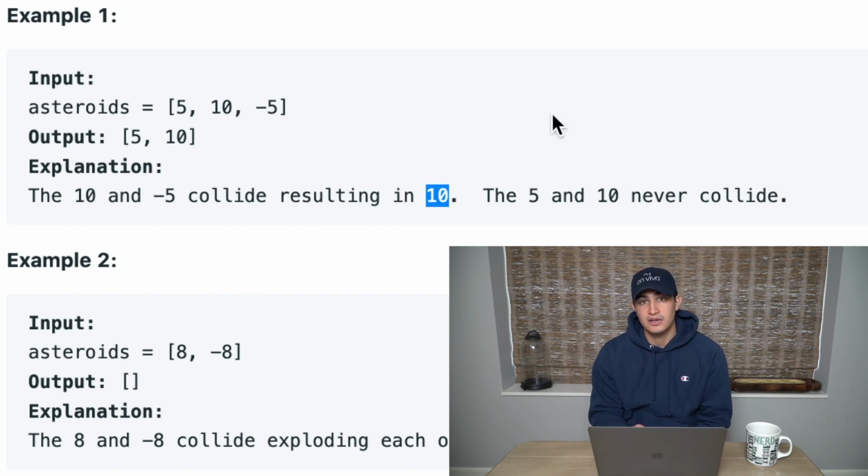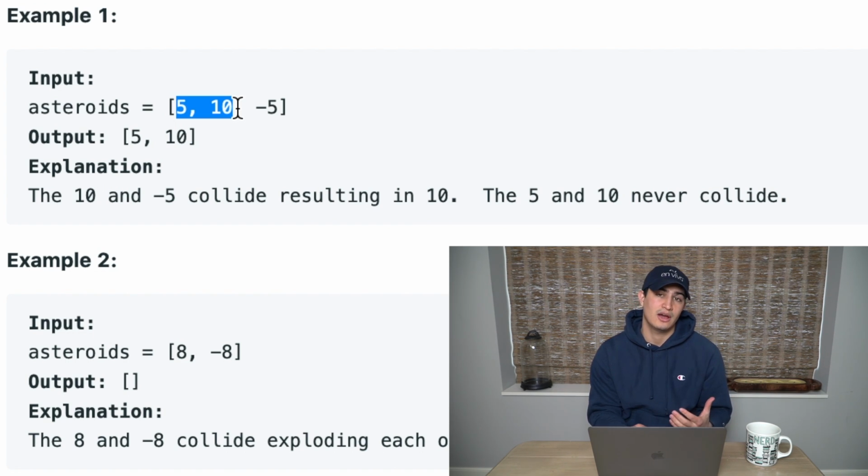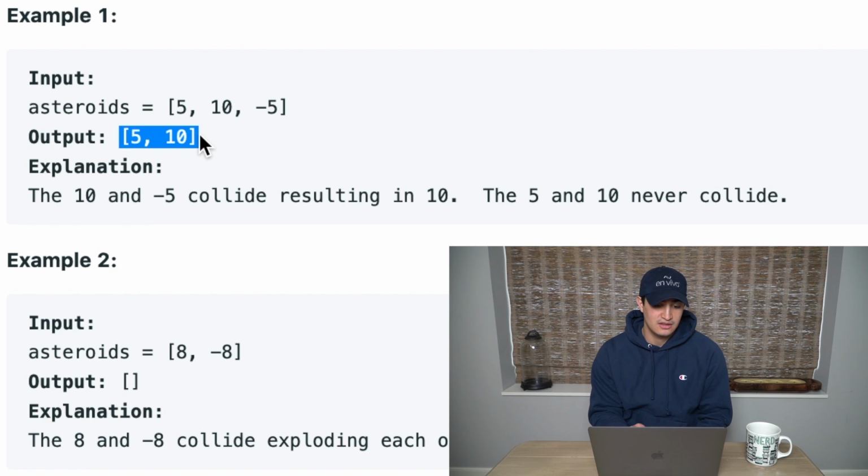And the explanation tells us that 10 and -5 collide, resulting in 10, and 5 and 10 will never collide. So to explain what that's really saying, it's saying that these two asteroids are both moving right, and any two asteroids that are moving in the same direction, they told us will never ever collide. So that's why we definitely get these here.